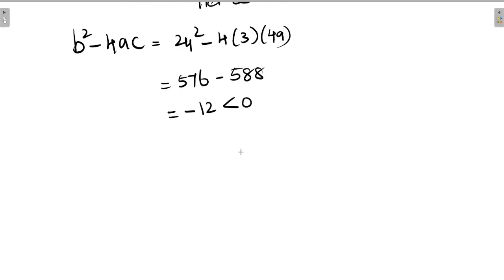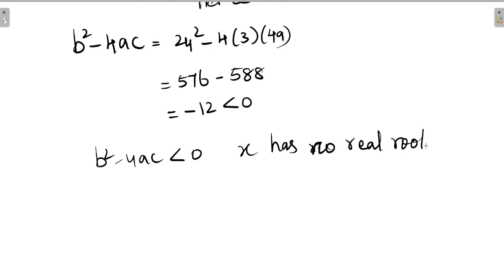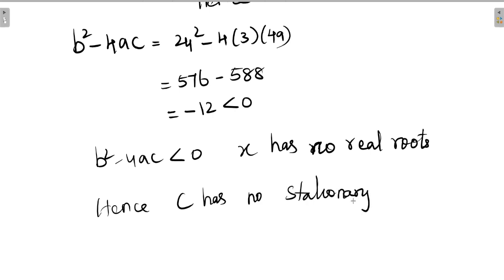So here also we found that for dy by dx, b squared minus 4ac is less than 0. So it has no real roots. If it has no real roots, hence C has no stationary points. Hence we proved.